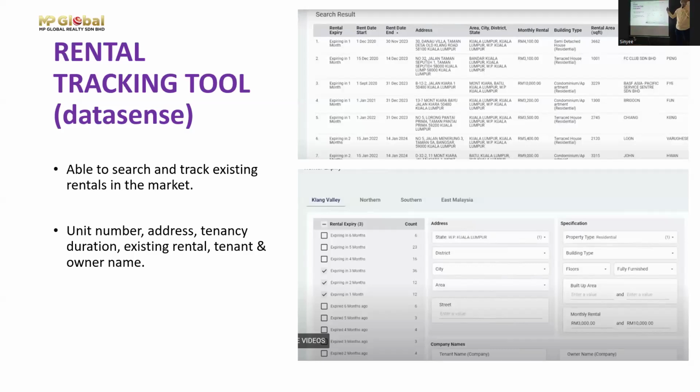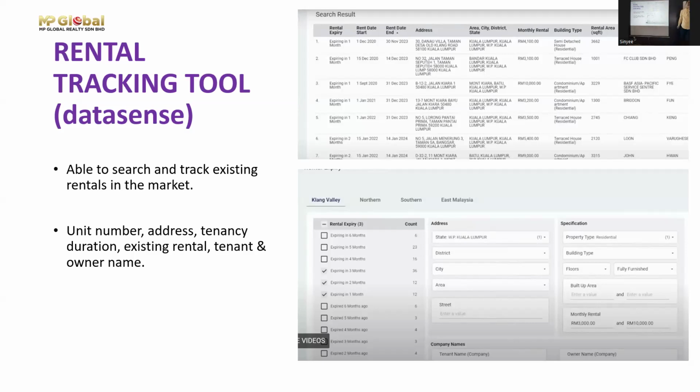This one is the data set that I mentioned just now. You can have a look. For example, in this data set you can see Unit 20, Danau Villa, Taman, whatever, the district. The monthly rental now is 4,100 ringgit. Start date is 1st December 2020. End date is, yeah, something like this.